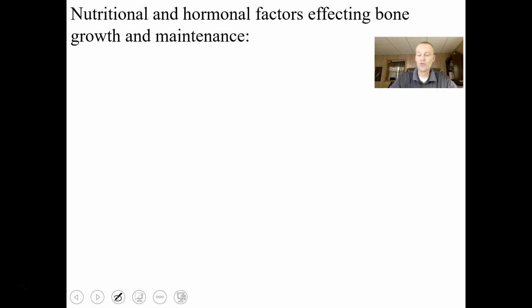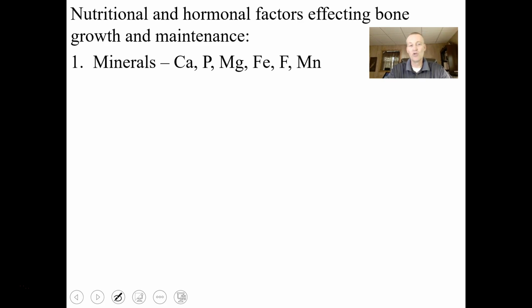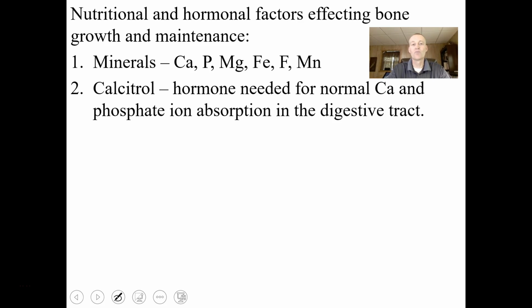There are many nutritional and hormonal factors that affect bone growth and maintenance. You have, of course, a lot of nutritional components: calcium, phosphorus, magnesium, iron, fluoride, manganese. These are minerals that you have to have in your diet in order for bones to be the right hardness. Calcitriol is a hormone needed for calcium and phosphate ion absorption. This occurs in the digestive tract. And calcitriol, you are probably more familiar with its name, vitamin D.